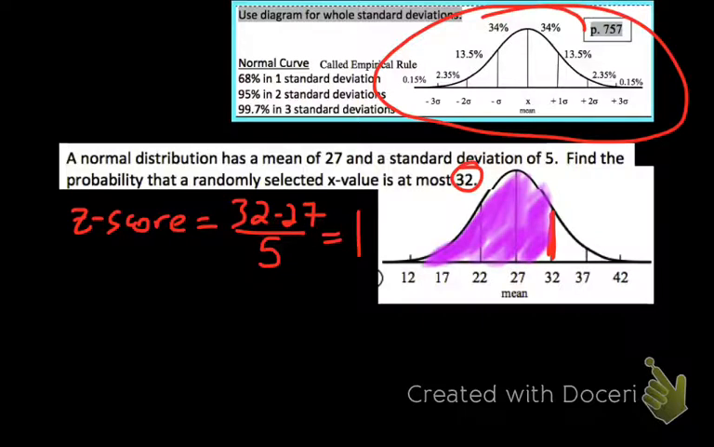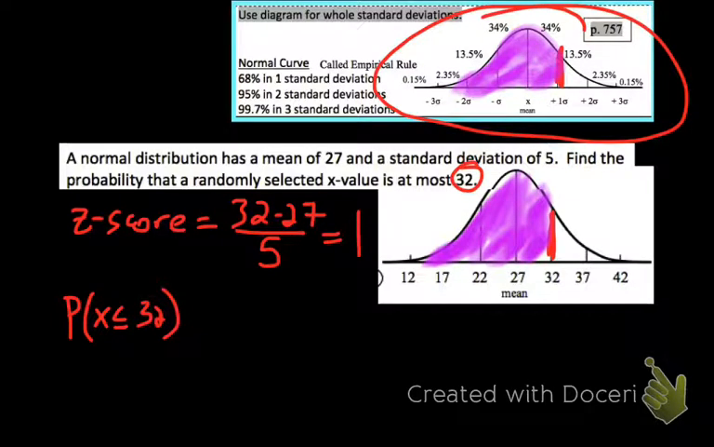Okay? And since the z-score is 1, we can just use the standard normal curve that we looked at earlier to help us out. So to find the probability, we would say that x is less than or equal to 32. That's going to equal all those probabilities added together.